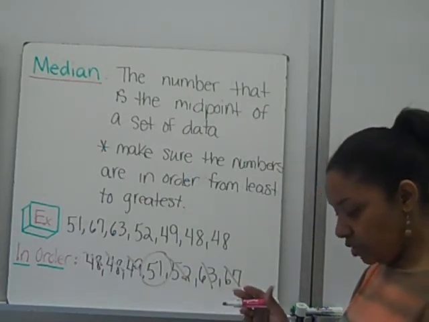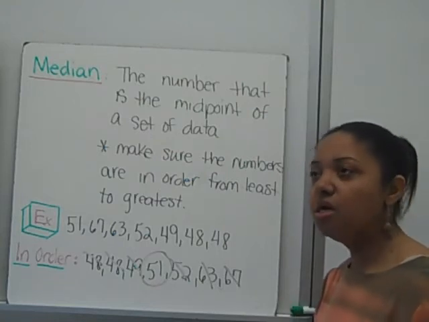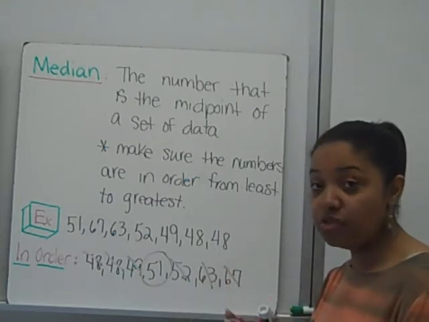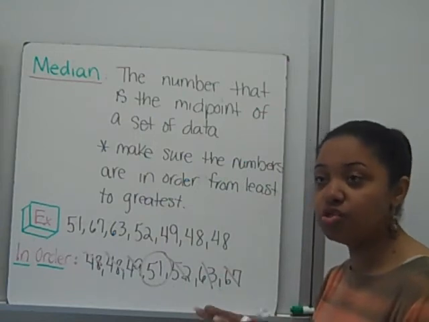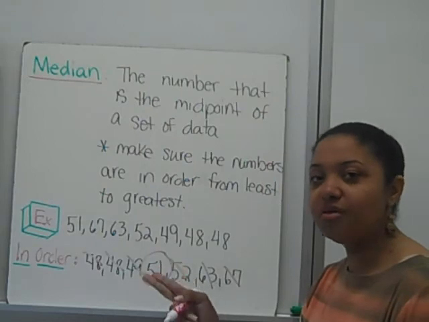Now, if you have 2 middle numbers, hopefully you remember, what you have to do is add the 2 numbers together and then divide by 2, because you have to find the middle number between the 2 numbers. So that means you're going to add the 2 together and then divide by 2.